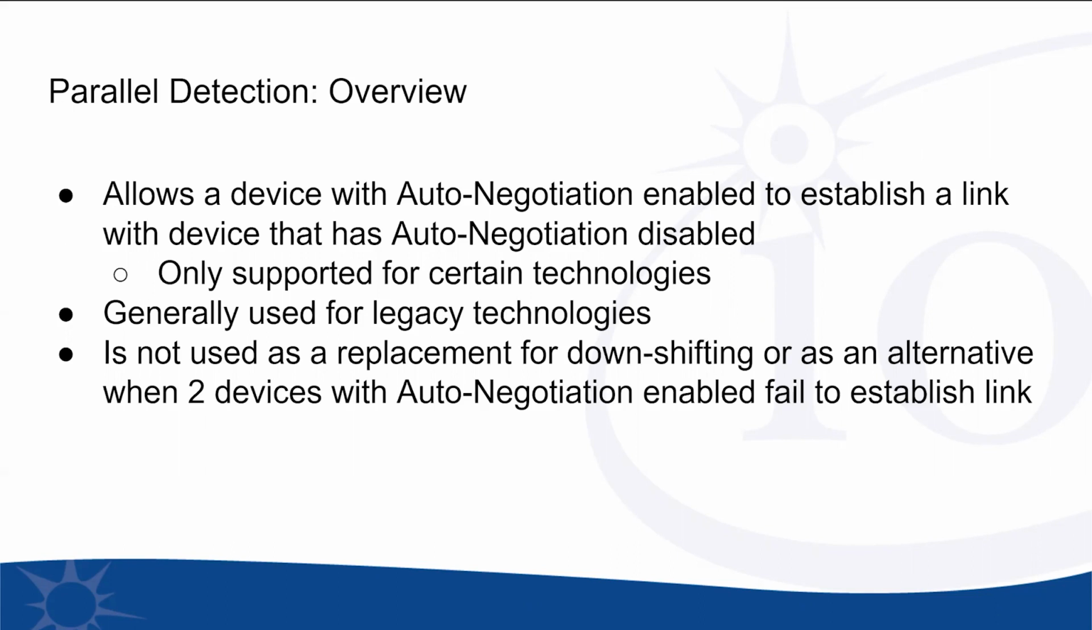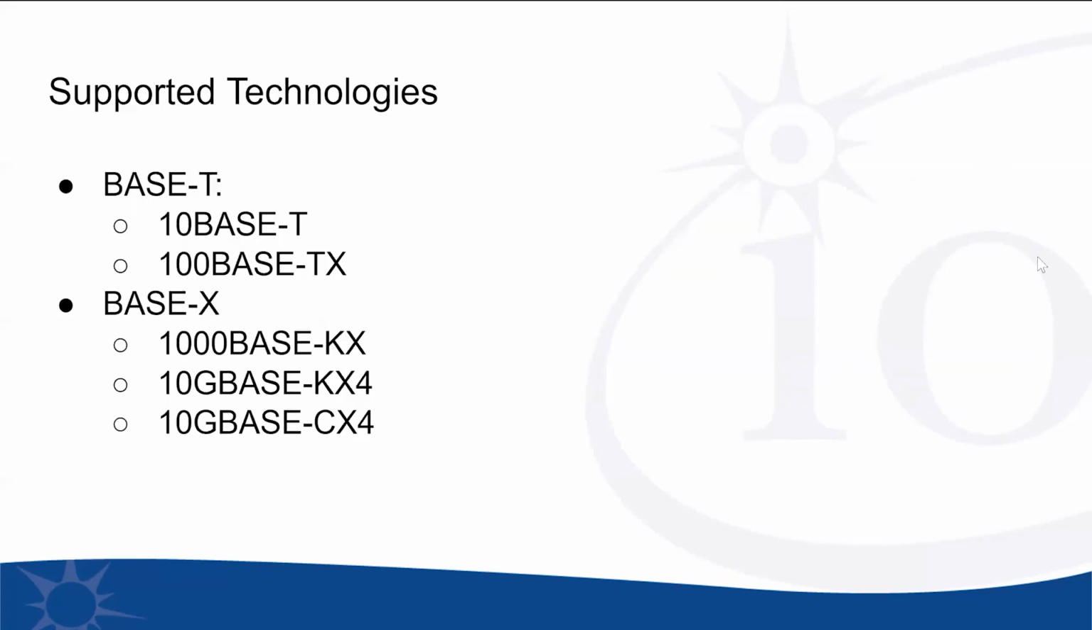Most of these are legacy technologies and they are defined explicitly by the standard as being allowed to be used with this parallel detection function. It is not used as a substitute for, say, the downshifting technology, where two devices with auto negotiation enabled fail repeatedly to establish a link at their highest common denominator and therefore start decreasing their advertised abilities to try and link at a lower speed. Nor is it used as an alternative when two devices have auto negotiation either enabled or disabled but fail to establish a link, as you wouldn't expect a device to toggle its auto negotiation ability on or off just based on multiple failed link attempts.